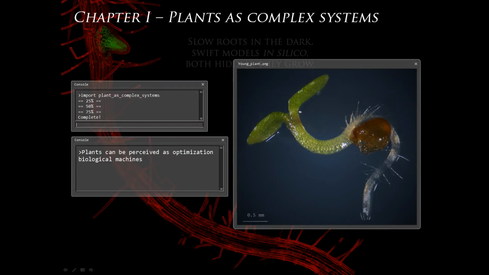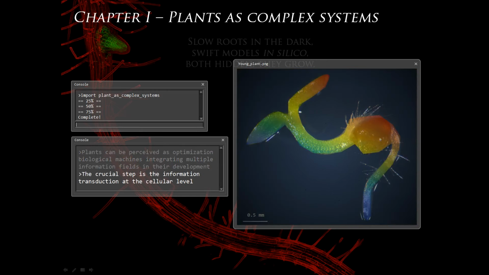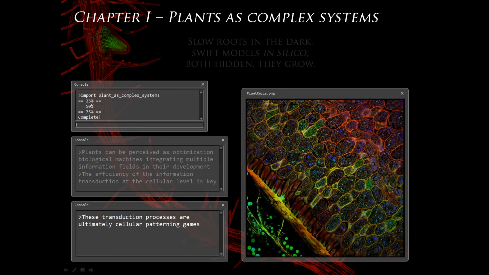So, as I've said, plants can be perceived from a theoretical point of view as optimization biological machines, and they constantly integrate multiple information fields during their development. And the crucial step is that this information is transduced efficiently at the cellular level. And these transduction processes are ultimately cellular patterning games.